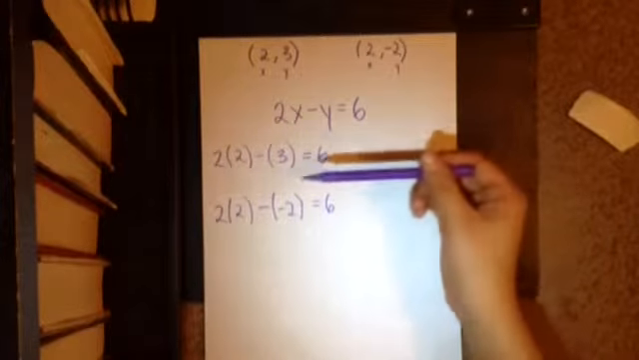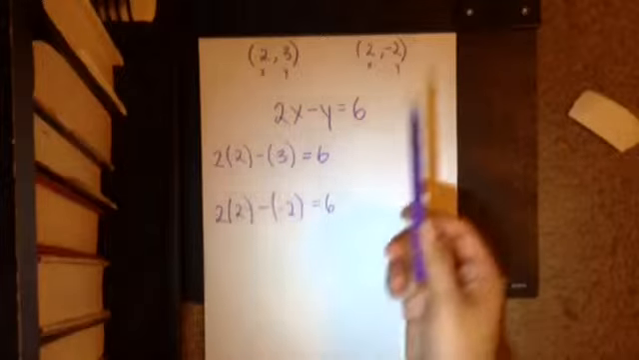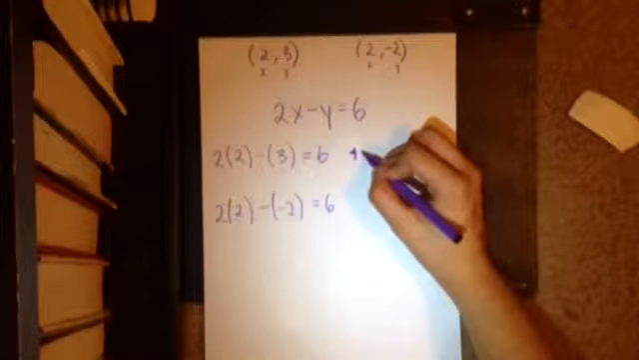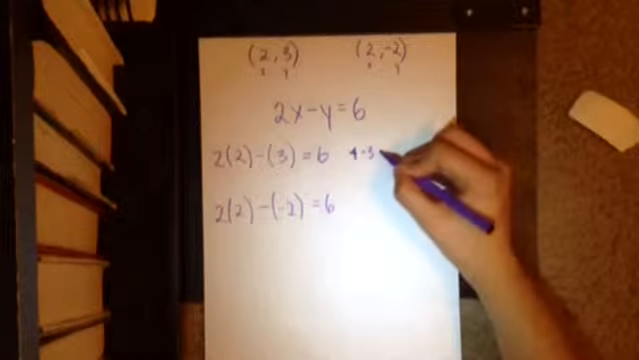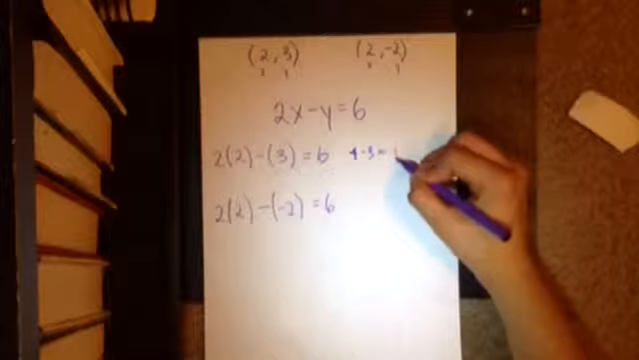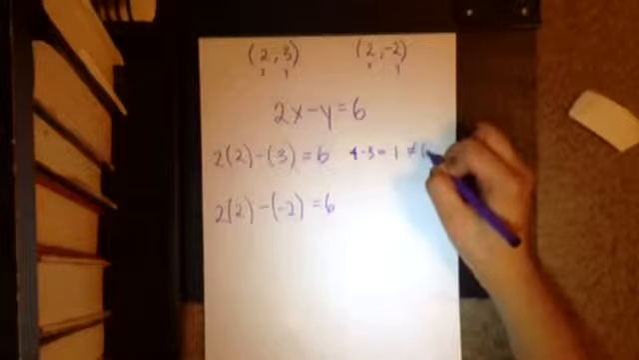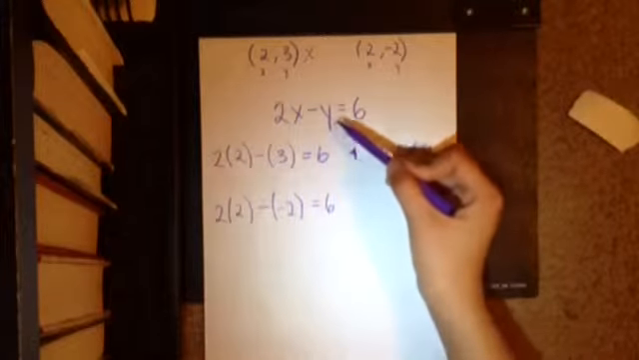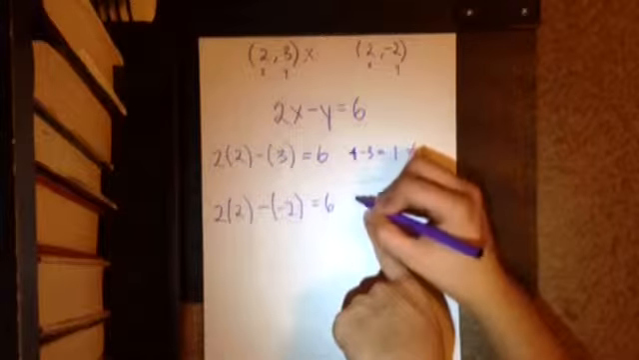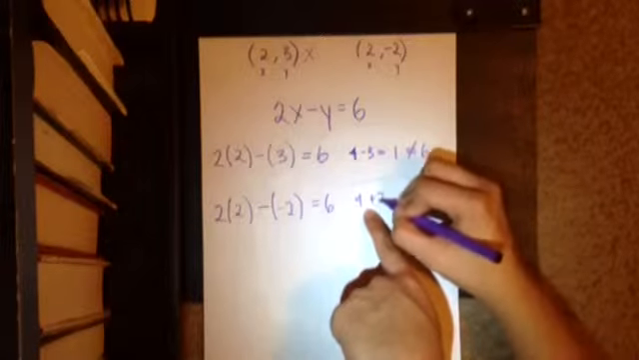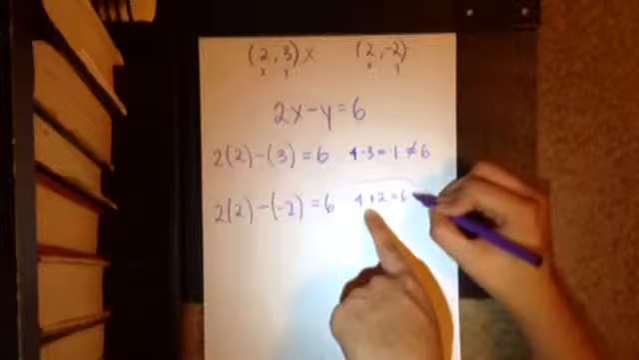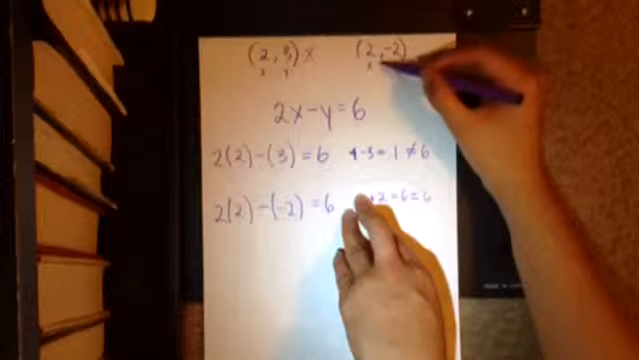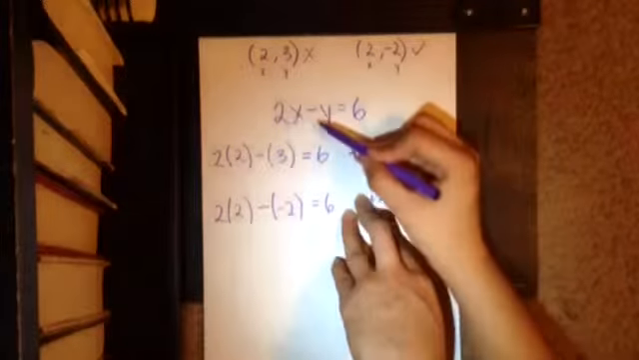Now all you have to do is solve the equation in order to see if the set of points satisfies the equation or not. So I'm going to simplify this equation, which is going to give me 4 minus 3, which is 1, which does not equal 6. Therefore, this equation is not true and does not satisfy 2x minus y equals 6. Now this one, 4 plus 2, which equals 6. Therefore, I can say that the point (2, -2) satisfies the equation 2x minus y equals 6.